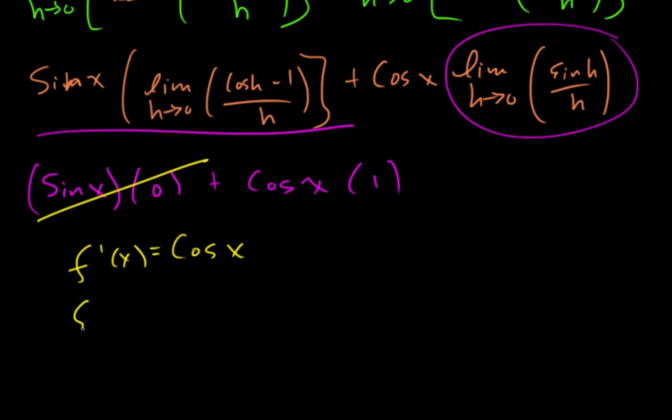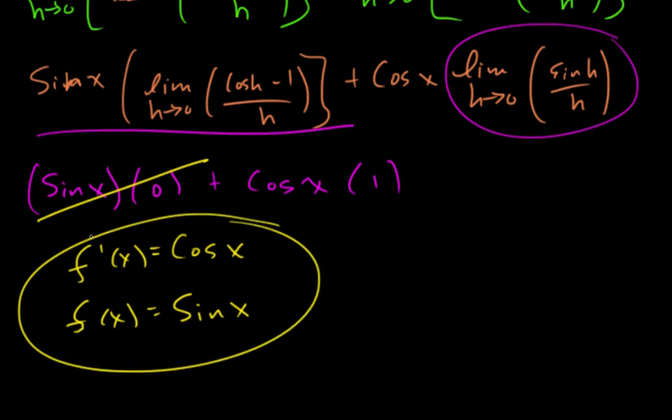So just to recap, if we have sine of x, the derivative is cosine of x.